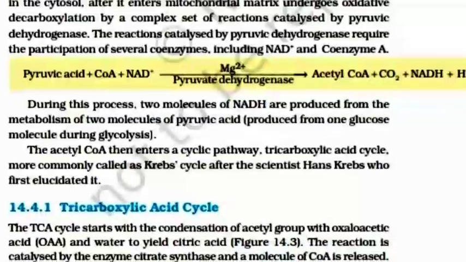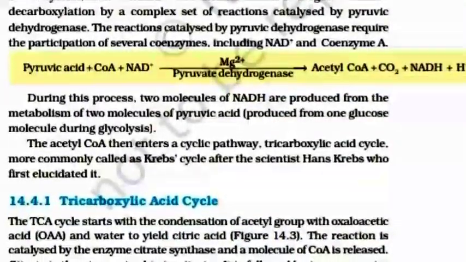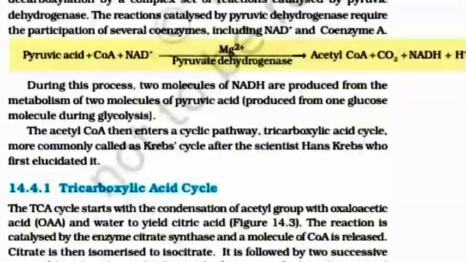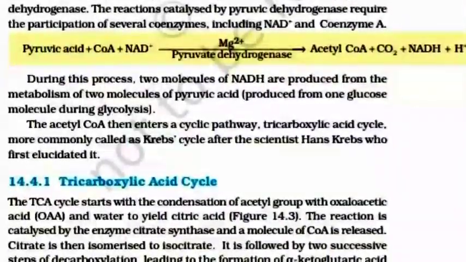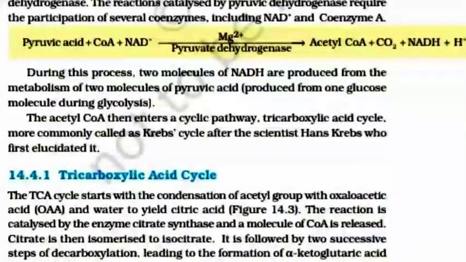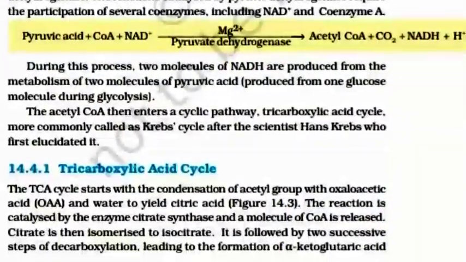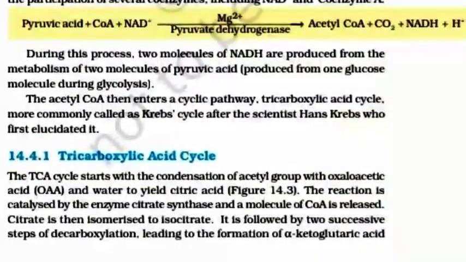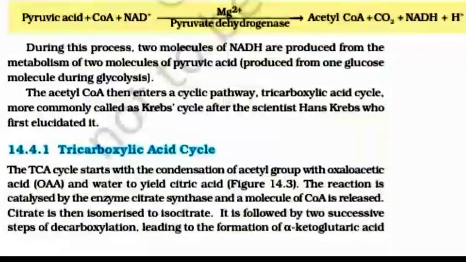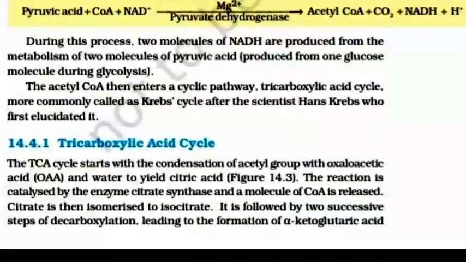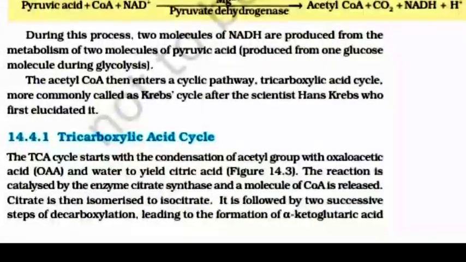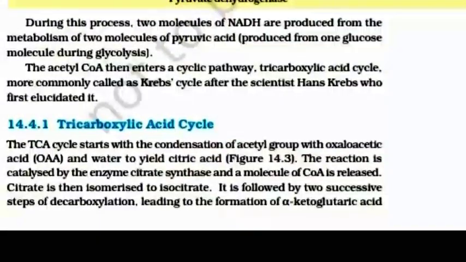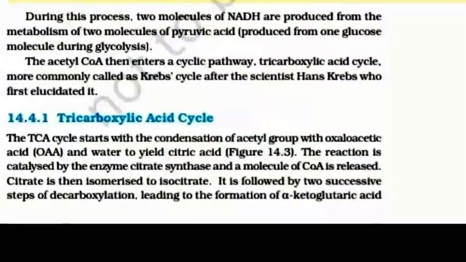The acetyl CoA then enters a cyclic pathway, the tricarboxylic acid cycle, more commonly called the Krebs cycle after the scientist Hans Krebs, who first elucidated it. Tricarboxylic acid cycle. The TCA cycle starts with the condensation of the acetyl group with oxaloacetic acid and water to yield citric acid. The reaction is catalyzed by the enzyme citrate synthase, and the molecule of CoA is released.